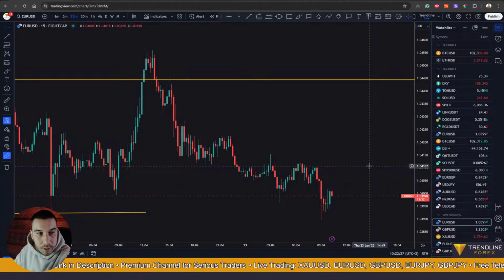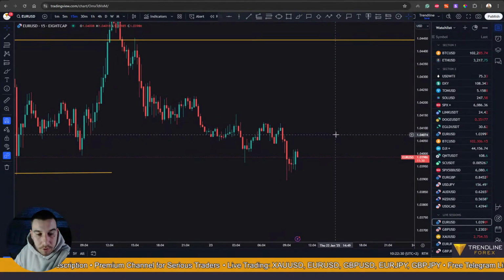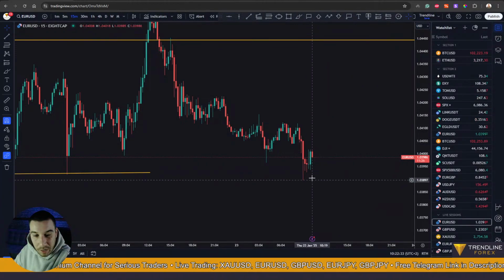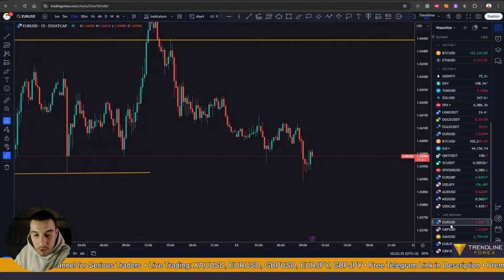Yeah, it's a bullish candle on euro dollar, 15-minute time frame. It doesn't mean nothing though. We can easily engulf that candle and push lower.